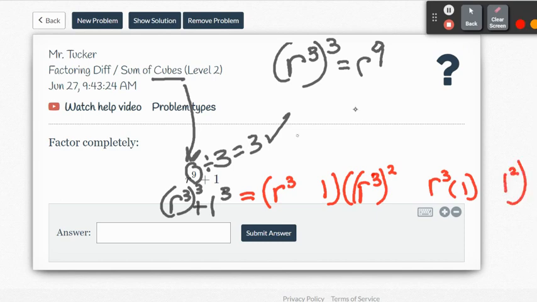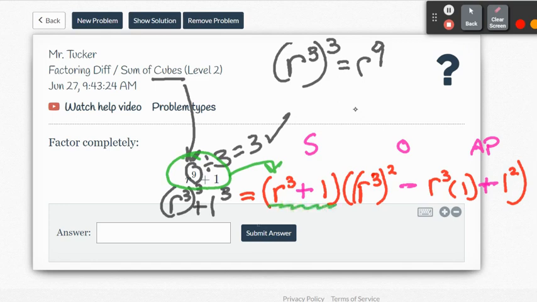And then we fill our formula with SOAP. So same, opposite, always positive. So this sign will be a plus sign, this will be a minus sign, and then this will be a always positive plus sign. Now, the concern we have when we start with a higher degree power is that this first factor might have subsequent factoring to perform. We have to take a second look.